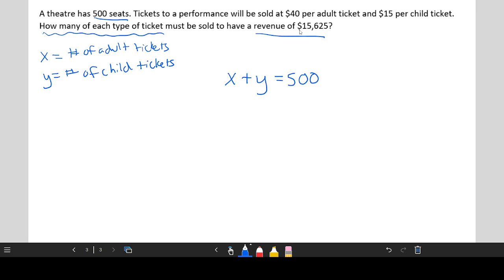And then the revenue, that's where the price per ticket is going to come in because we want to make this much money. We make $40 per adult ticket, so 40 times x tells us how much revenue we make from the adults, and $15 per child ticket, so 15 times y tells us how much revenue we make from the children tickets, and we want all of that to total 15,625.